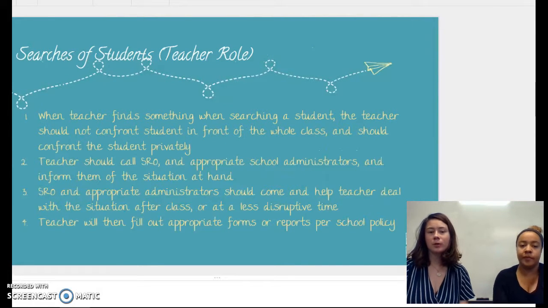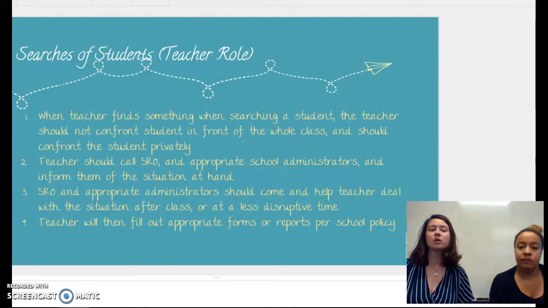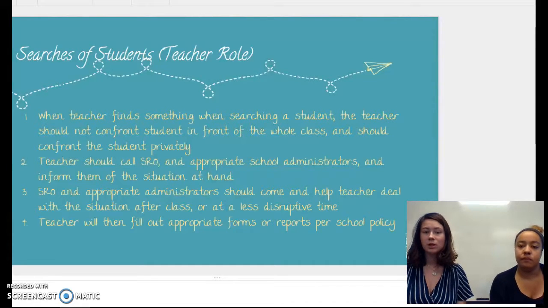Okay, so now we're going to talk about the teacher role. When a teacher finds something when searching a student, this is after the policy has already been consulted, and after the teacher has decided whether or not they have reasonable suspicion. When the teacher finds something, or maybe just sees something, the teacher should not confront the student in front of the whole class and should consult the student privately, whether it's after class or during a class discussion. It should not be done in front of the entire class.